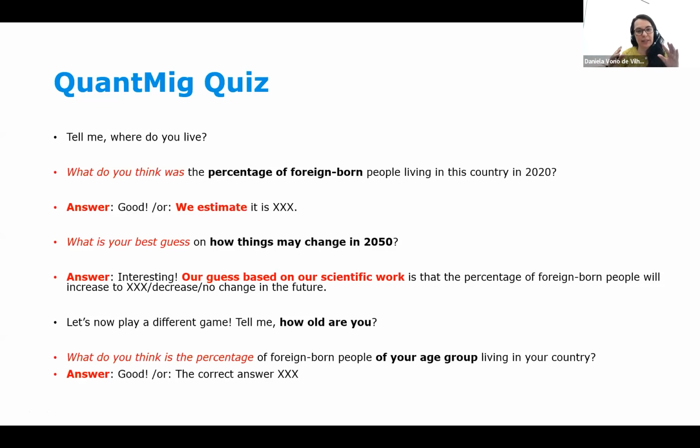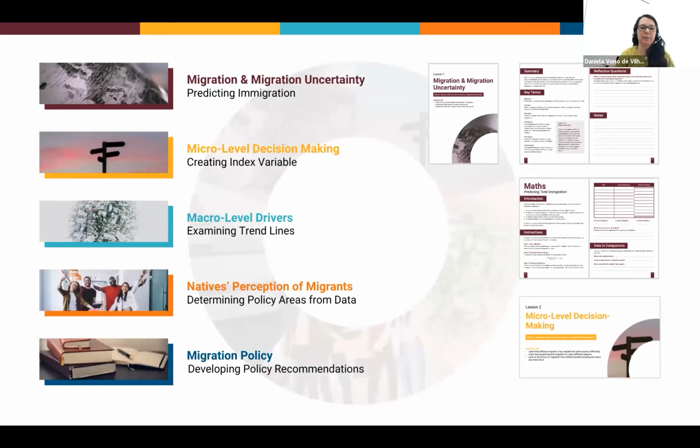This will be the opening for the school materials. It's still work in progress. It's not on our website yet, but this will be placed at the top of the school materials so people can start there. Then we move to the school materials, which, as I mentioned, are divided into 5 different parts. We have migration and migration uncertainty, micro level decision making, and macro level drivers. We have a section on natives' perception of migrants, and the final one is on migration policy.